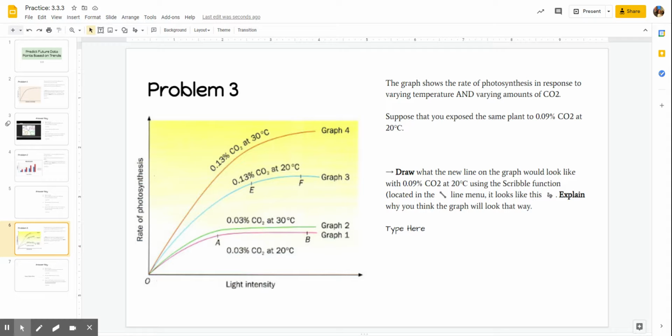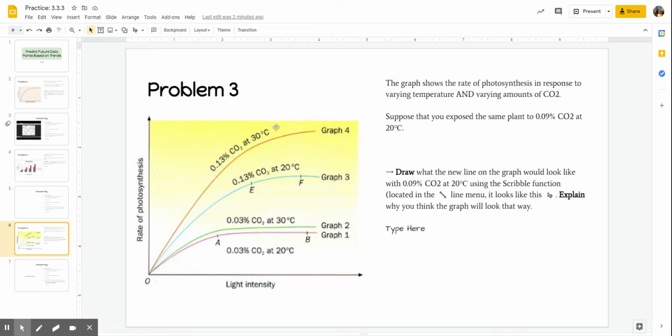Okay, so for problem 3 here, it says the graph shows the rate of photosynthesis in response to varying temperature and varying amounts of carbon dioxide. So it looks like we have two independent variables, which they showed by just writing the names above the lines, which is kind of nice. And it says, suppose we expose the same plant to 0.09% carbon dioxide at 20 degrees Celsius.